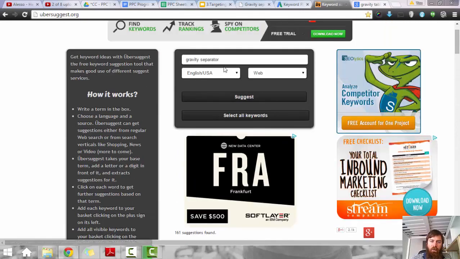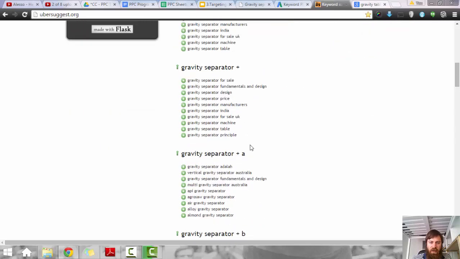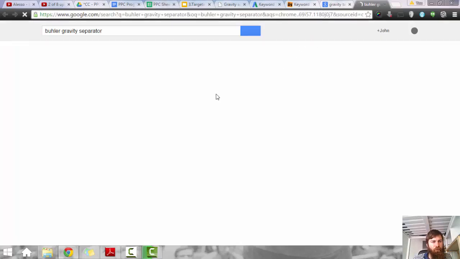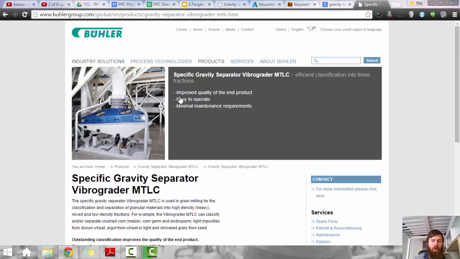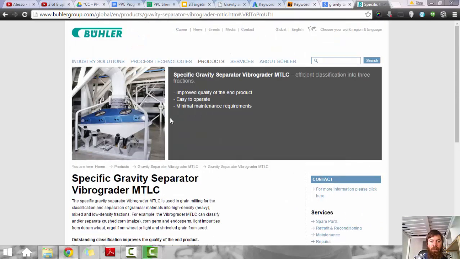Now let's see if we can get any more ideas. We have gravity separator. We put it in Uber Suggest. Now what we're seeing is a number of things, India, UK, etc. We're starting to see ideas. Oh, Bueller. Bueller might be a company that's a competitor. If we look up Bueller, what is that? Bueller Group. We might start seeing, okay, Bueller is another B2B company that we might be competing against.